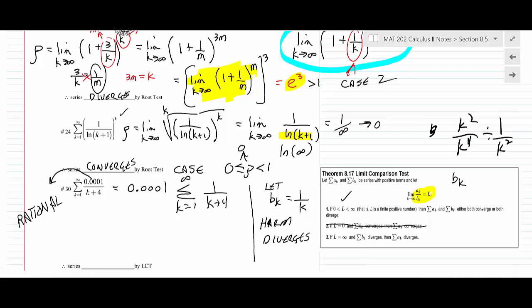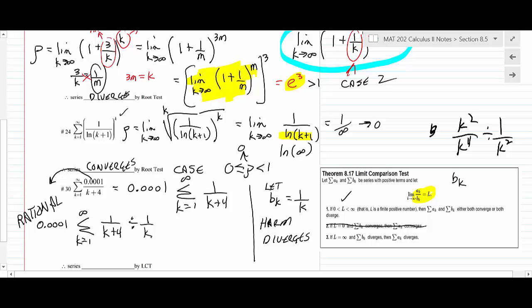So when we put this together, we're going to just bring down the 0.001. Then we're going to do the series k equals 1 to infinity. And what we're going to do is compare the series we have, 1 over k plus 4, and divide it by b sub k, which is the harmonic series. I'm just writing it that way because what are you going to do anyway? You're going to multiply by the reciprocal. Just learn to save that step and do that.